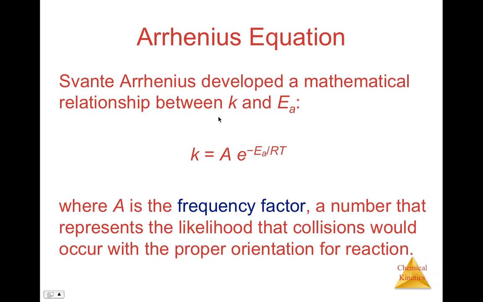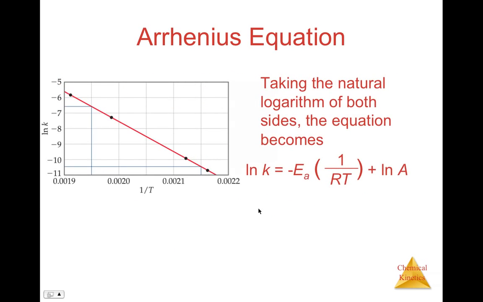A is the frequency factor, E sub A is the activation energy, R is the universal gas constant, T is the temperature in Kelvin, and K is the rate constant. If we manipulate this equation further, we can take the natural logarithms of both sides and get it in the form of y equals mx plus b. Hey, we did this before in the chapter. Once you do this, you can graphically represent the activation energy by graphing the natural log of K on the y-axis and 1 over temperature on the horizontal axis right here. The slope of the line then is the activation energy.